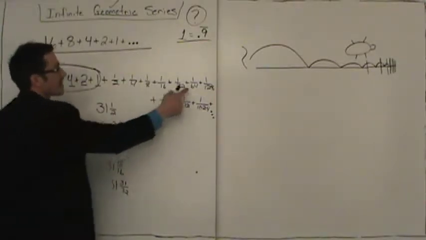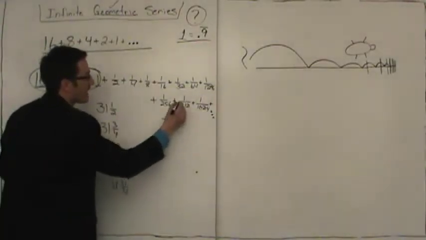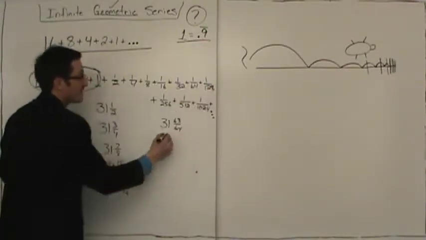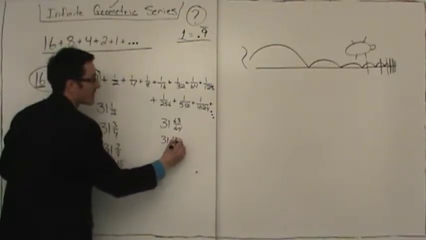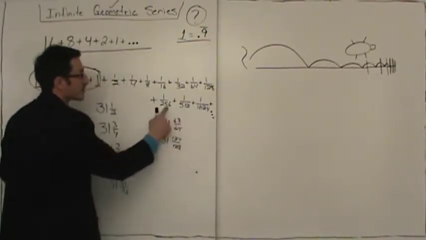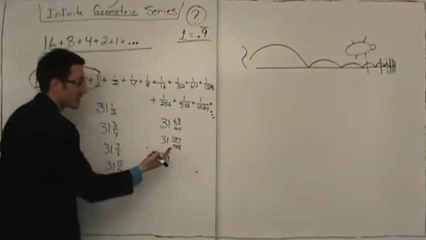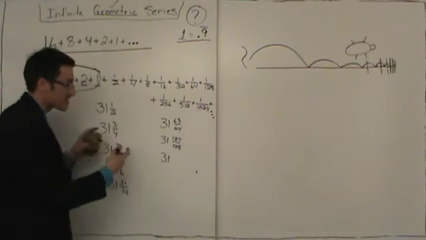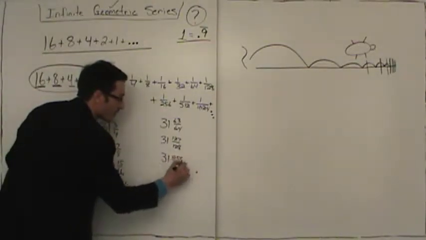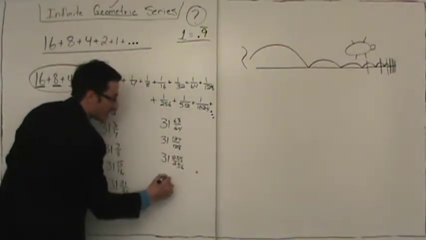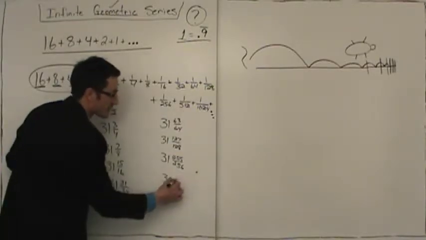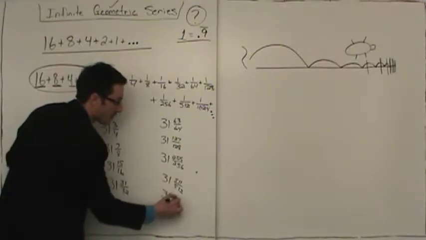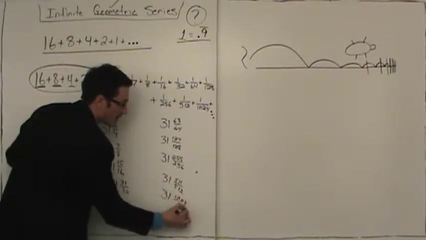Okay, watch. Plus a 64th is 31 63/64. Plus 1 over 128 is 31 127/128. Plus 1 over 256 is what? Can you guess it? Notice the numerator is 1 less than the denominator. So plus 1 over 256 is 255 over 256. And plus 1 over 512 is 511 over 512. Plus 1 over 1024 is 31 and 1023 over 1024.